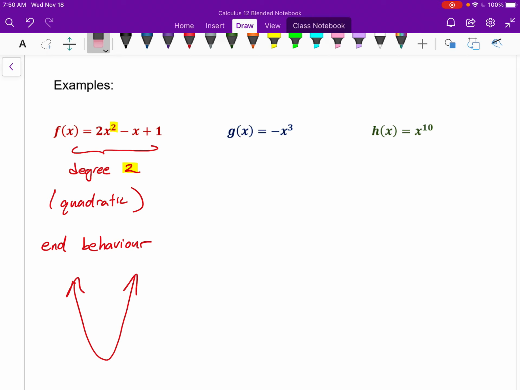But if I look at this particular parabola, in the end it's going up to quadrant 2 and quadrant 1 forever. So end behavior, quadrant 2 to quadrant 1, or vice versa. Okay, this next one is a cubic polynomial of degree 3.